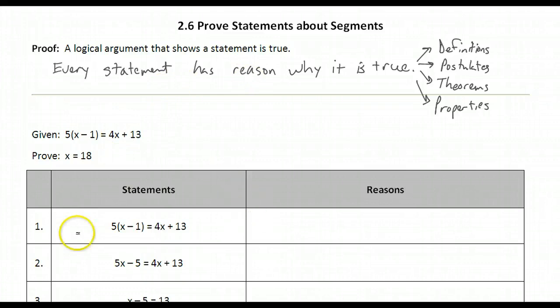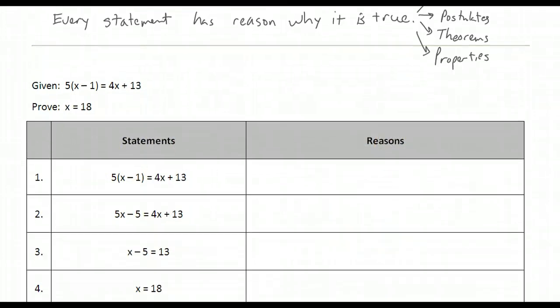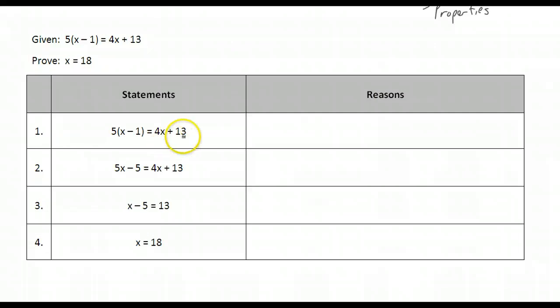We're going to write proofs in a 2-column proof. On the left, we'll have our statements, and on the right, we'll have our reasons. So if we look at our first statement, here's where I'm going to start. And the reason that I know it's true is because I'm given that information. If I'm not given that piece of information, I don't know that the rest of this proof is true.